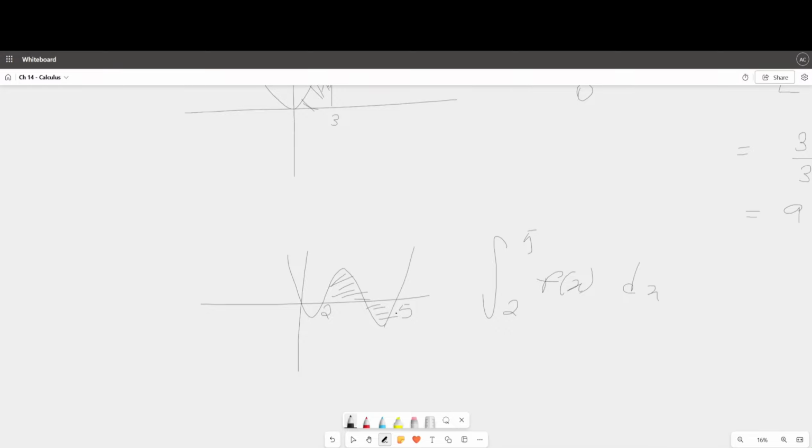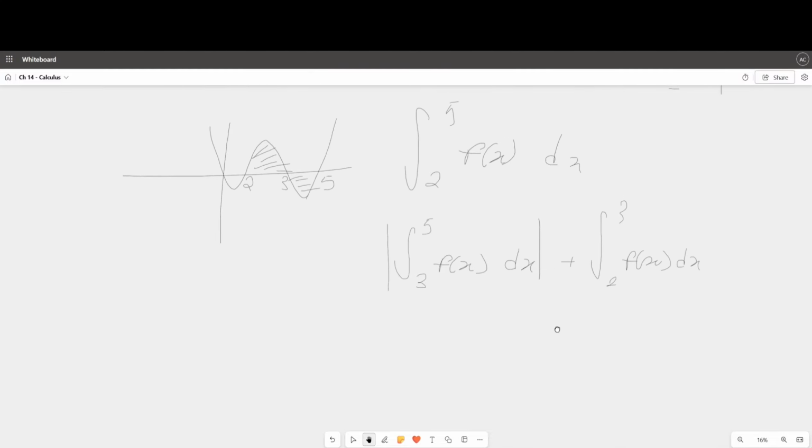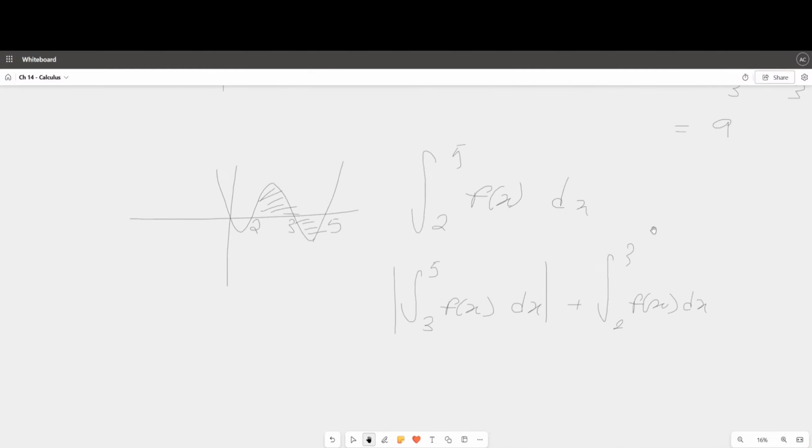No, this part is under the curve, so what you need to do is, let's say if this was 3, you need to integrate from 5 to 3. Now this will actually give you a negative value because it's under the axis, so we take the modulus here and then we just simply add 3 to 2. The sum of these two will be the total area that needs to be found.